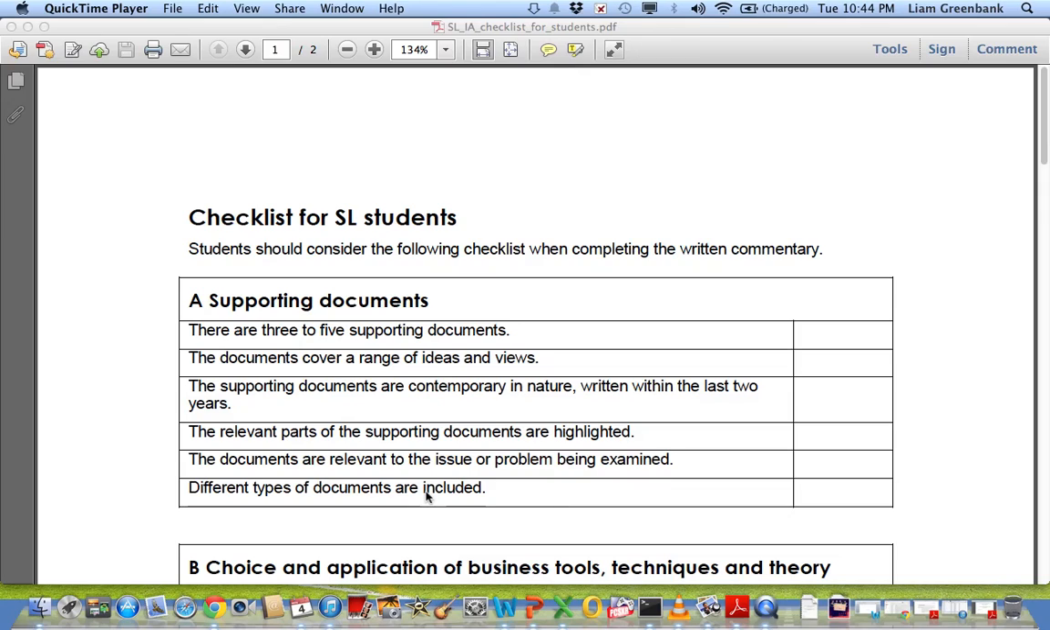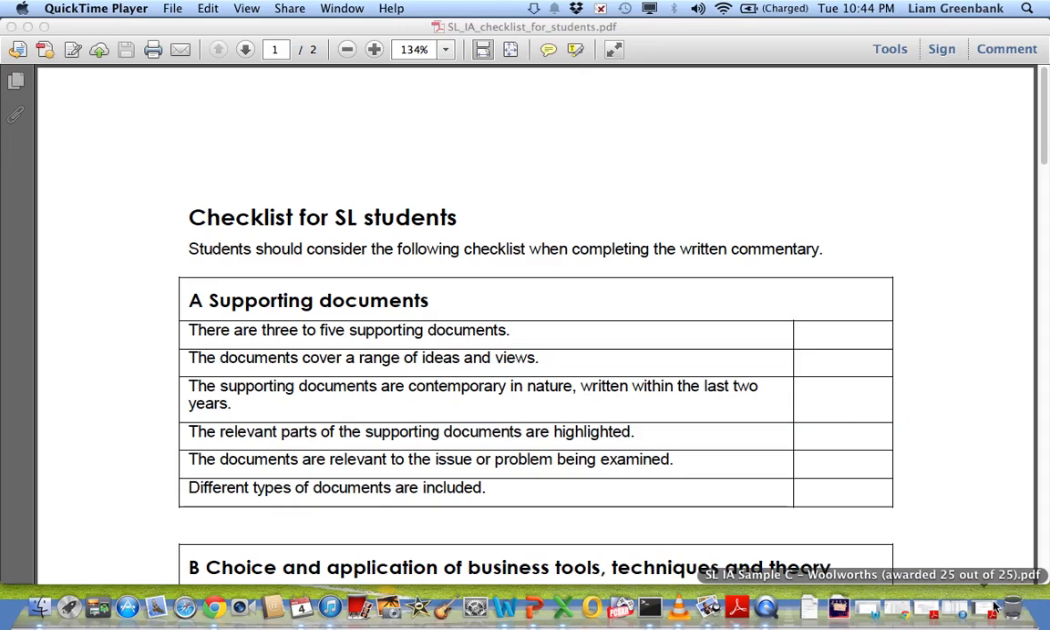Okay, so we have not just articles. Okay, maybe you have a company report. Maybe you have a journal entry. Maybe you have an interview. Maybe you have questionnaires as well as the articles. Maybe you have a particular study carried out on that business, not just a newspaper article. So we're trying to show a reasonable range of sources.